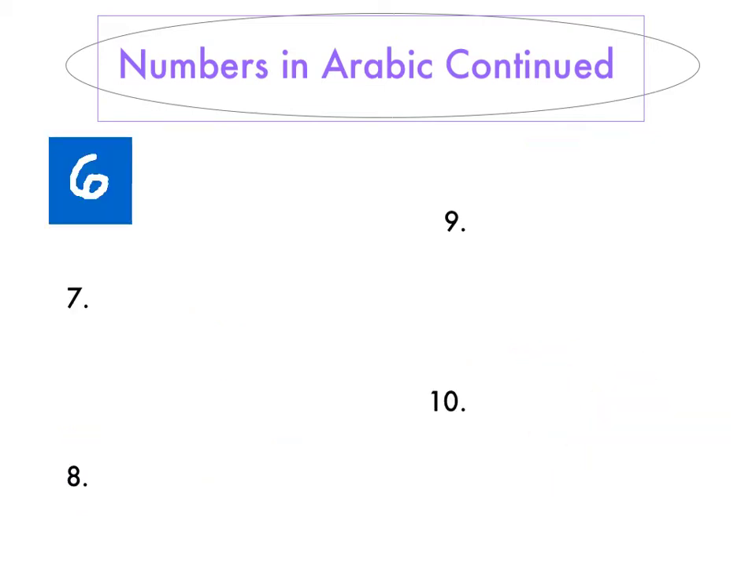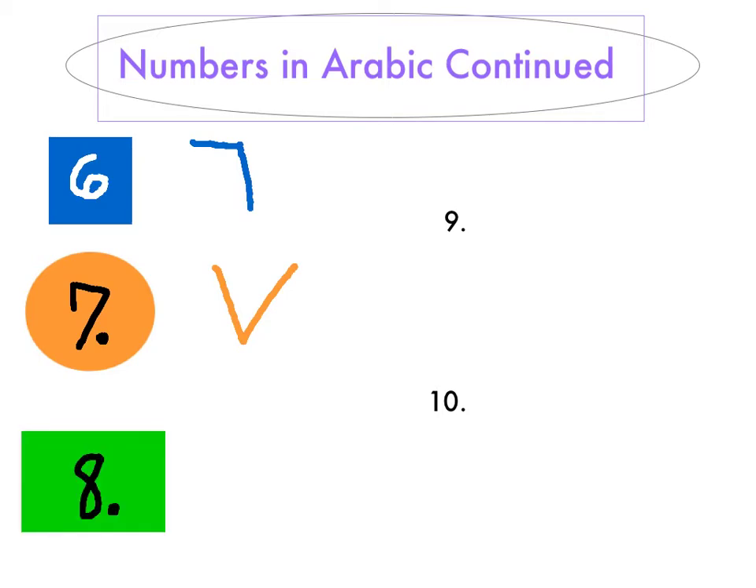Numbers 6 to 10 have the same printed form and handwriting form. Number 6 is written like this. It's like 7 in English, but it has a straight line on the bottom, and we never have this small tail in number 6 in Arabic. And number 7 is written like a V.